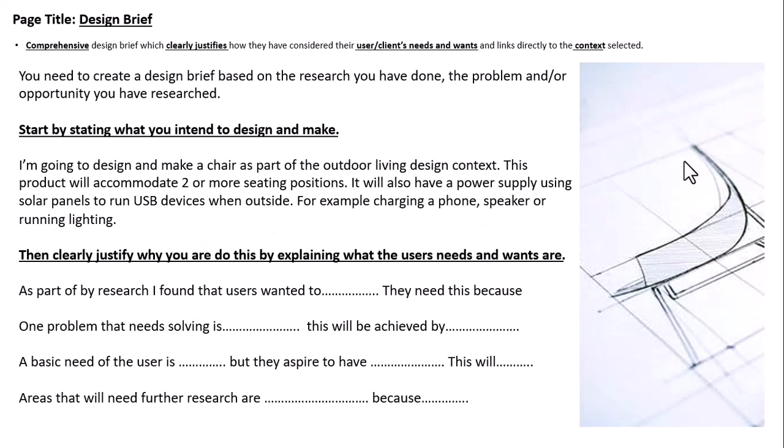So for my example for this, I've used one from the context from last year. So I'm going to design and make a chair as part of the outdoor living context. This product will accommodate 2 or more seating positions. It will also have a power supply using solar panels to run USB devices when outside. For example, charging a phone, speaker, or running a light.